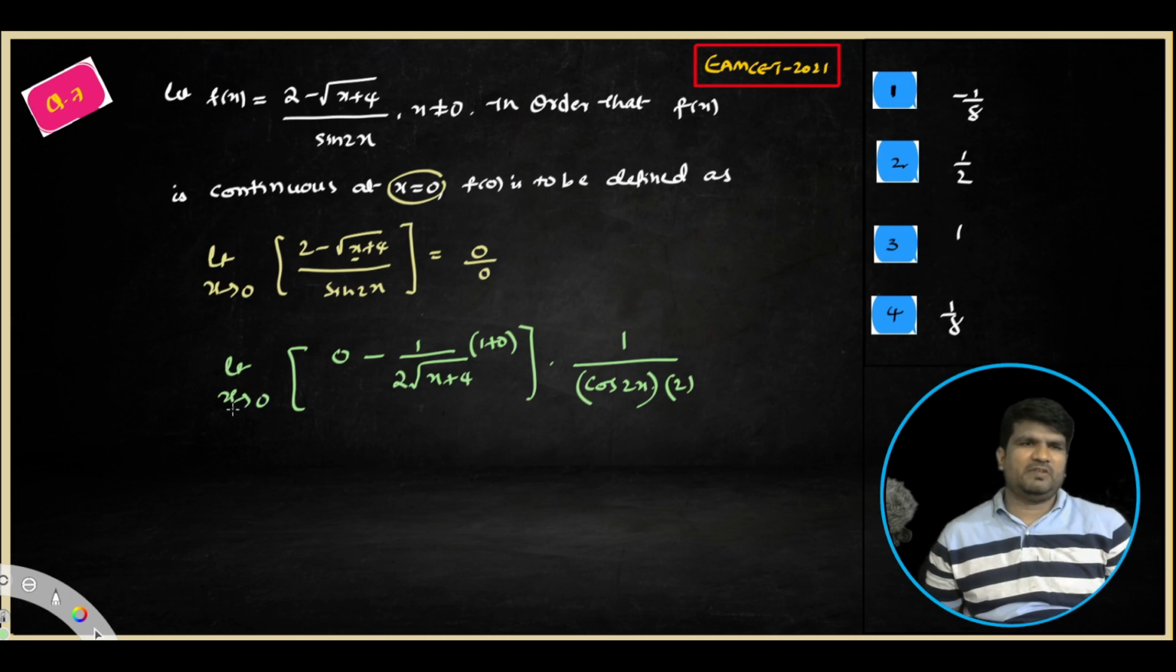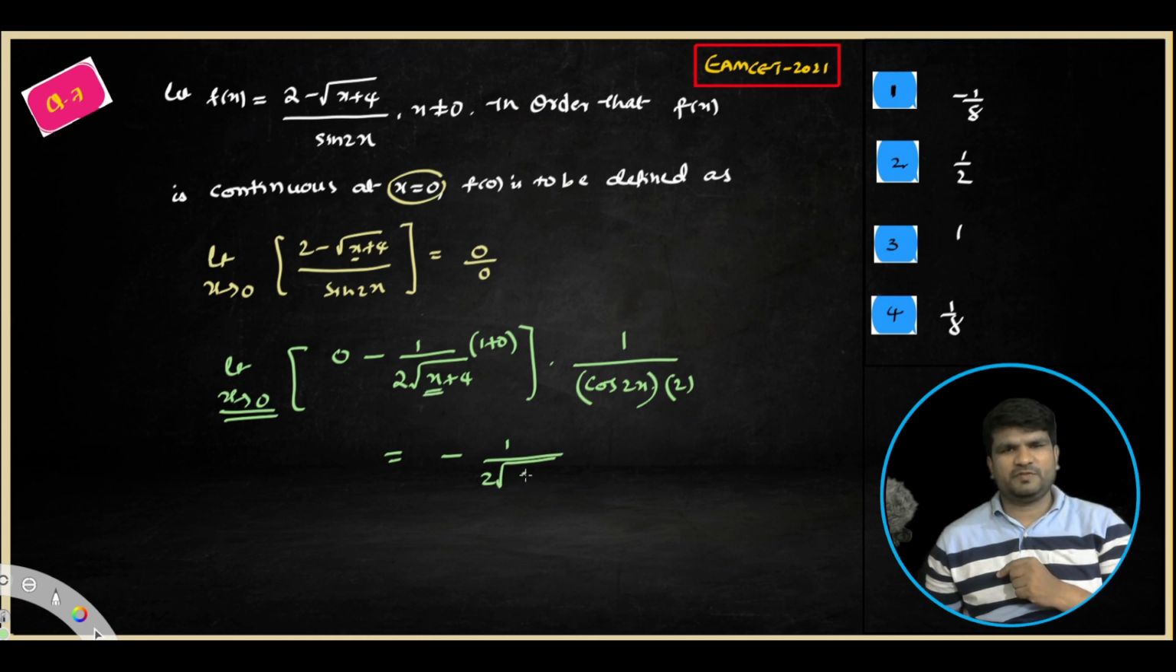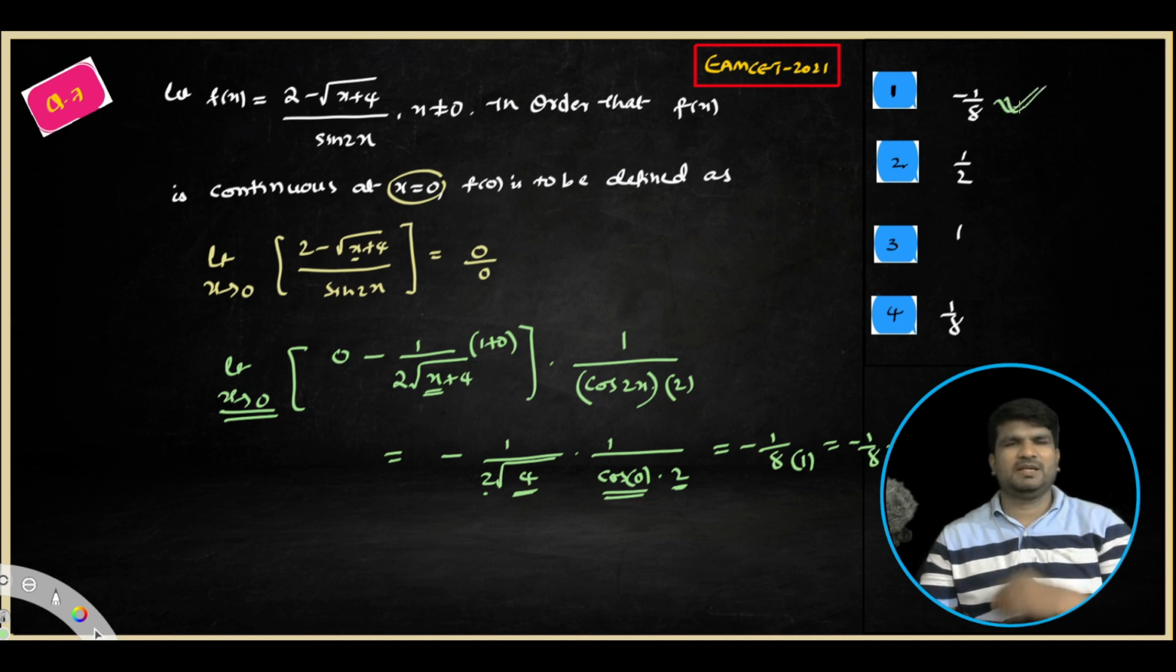Now if you apply the limit, in the place of x if you write 0, this will become minus 1 by 2 times root of 0 plus 4, which is root 4, into 1 by cos 0 degrees into 2. So 2 twos are 4, root 4 is also 2, so 4 twos are 8, minus 1 by 8, and cos 0 is how much? 1. So the answer is minus 1 by 8. So the first option is the right option.